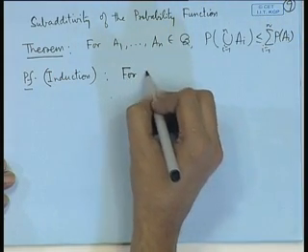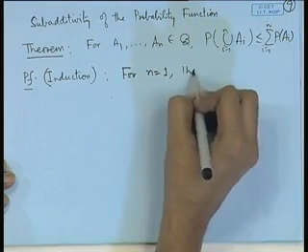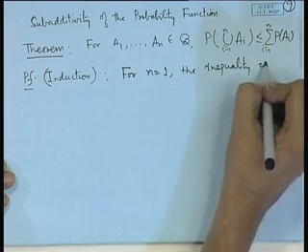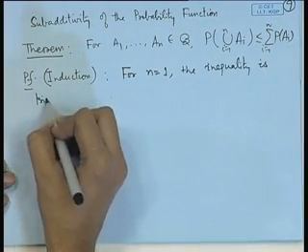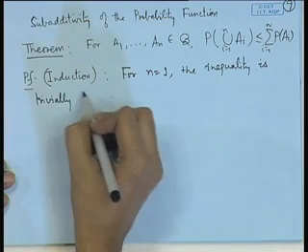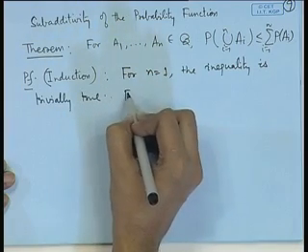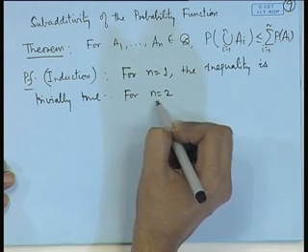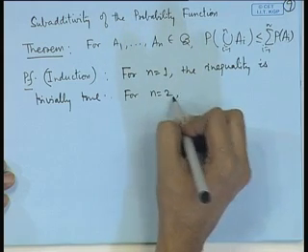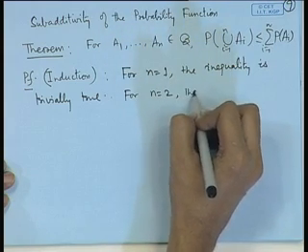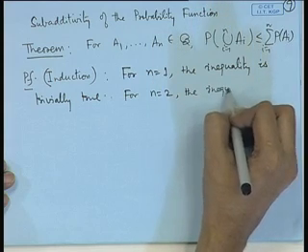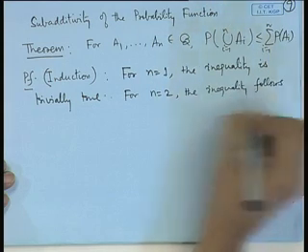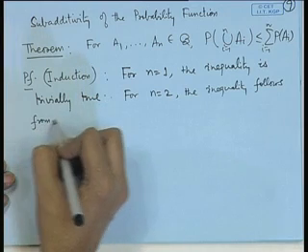So, for n equal to 1 the inequality is trivially true. For n equal to 2, which we will require for the extension from k to k plus 1 case, the inequality follows from the addition rule.